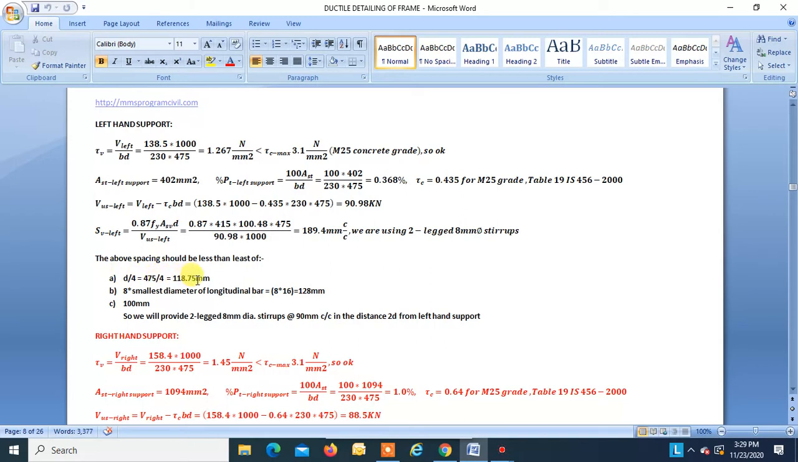D is the effective depth. 475 divided by 4 is 118.75. 8 into the smallest diameter, that is 16 mm, the smallest diameter of bar used in the beam, is equal to 128, and 100 mm. So the least is 100 mm. We have to provide spacing less than 100 mm. So we will provide 2-legged 8 mm dia stirrups at about 90 mm center to center in the distance 2d from the left hand support.